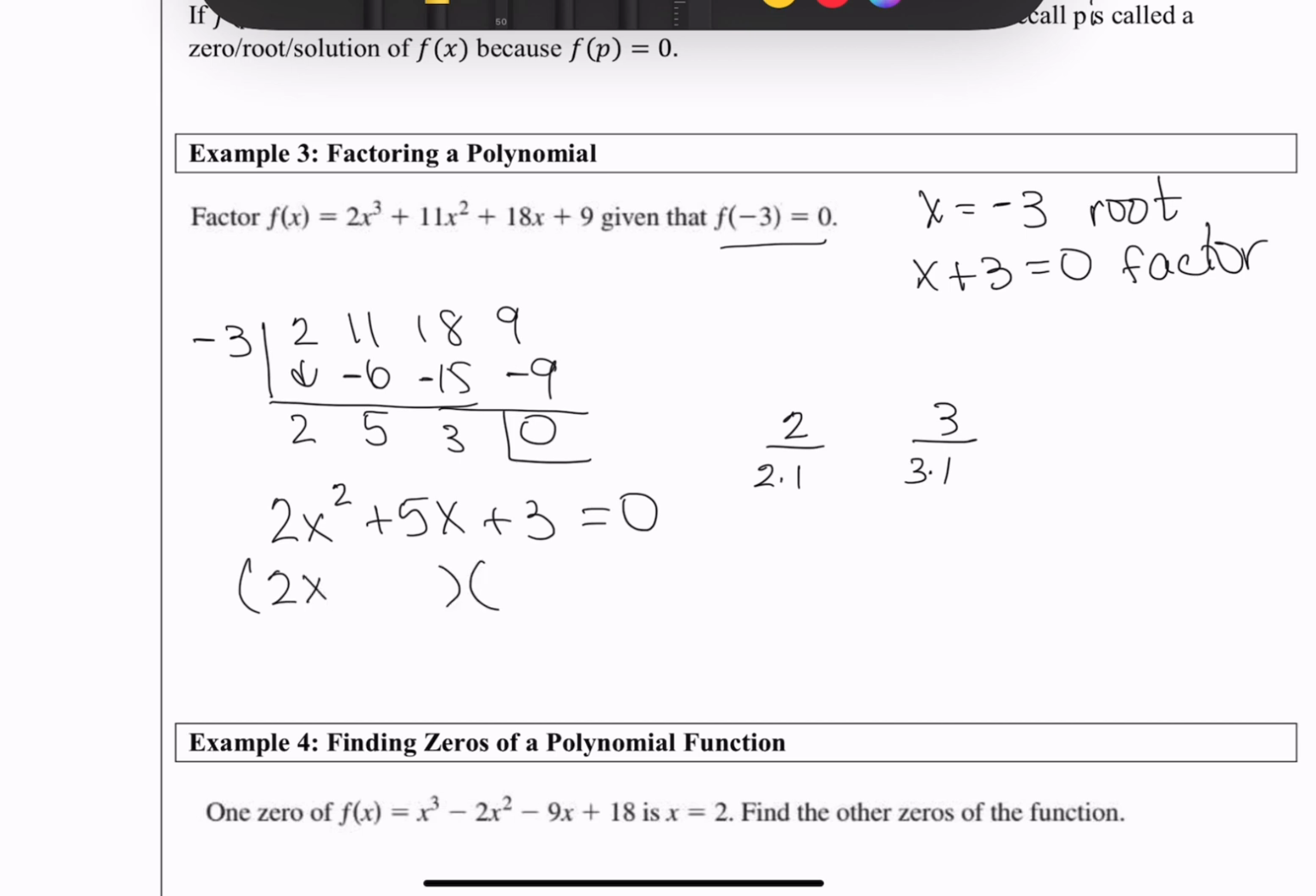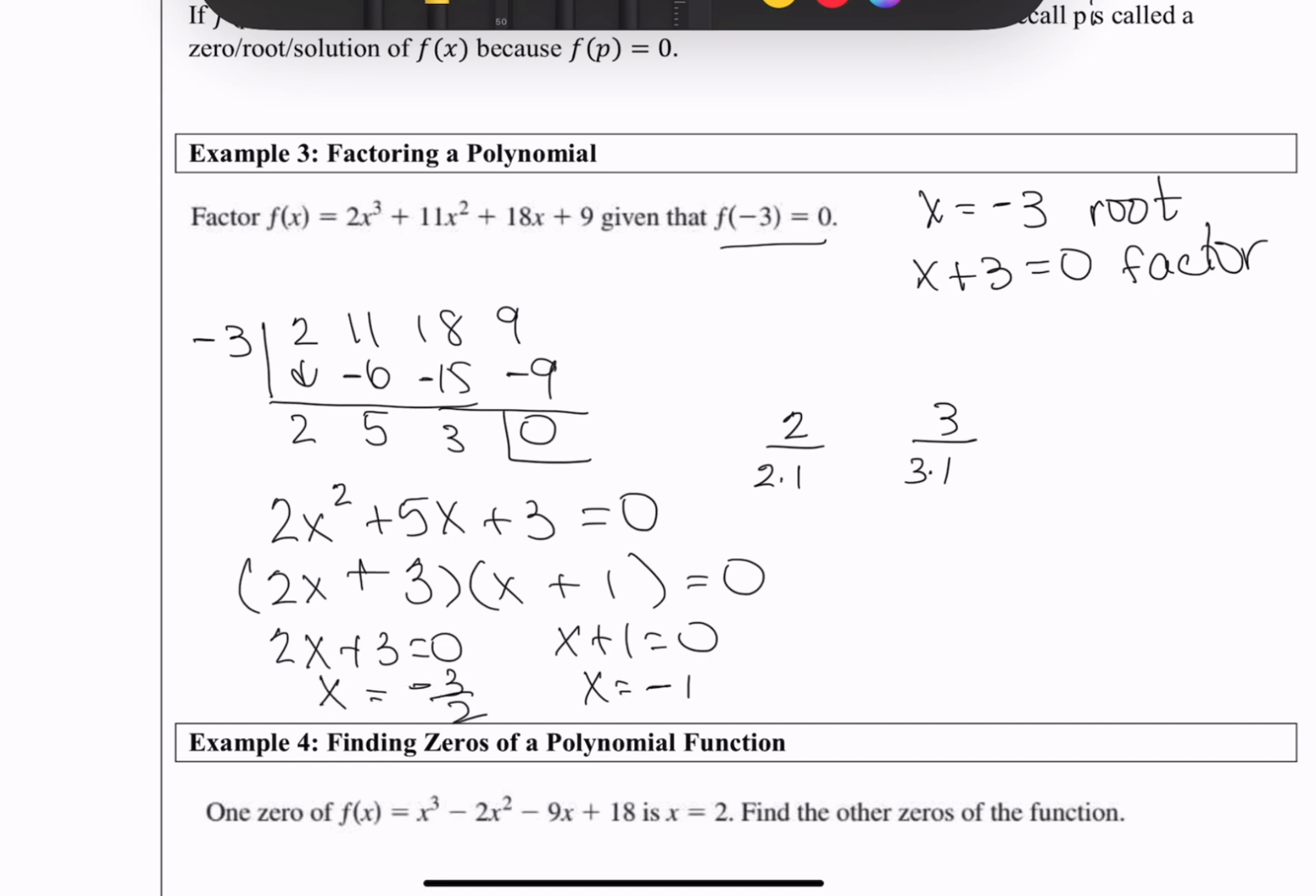Now, both signs are positive here, so that tells me something. I think it's going to be a 2 plus a 3, because everything needs to be positive to be added together. So my inners and outers here will give me a 3x and a 2x to give me 5x. So I believe this is how it should be. Set those equal to 0. I can find my other two roots. So I know that x equals -1 and x equals -3/2.